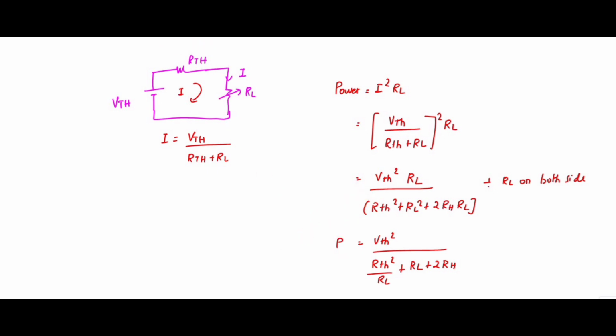In order to get the maximum power, I need to differentiate dP with respect to RL and equate it to 0. I am going to equate this whole function. See here, in the numerator I do not have any RL, so I am going to differentiate the denominator alone: RTH square divided by RL plus RL plus 2 RTH.